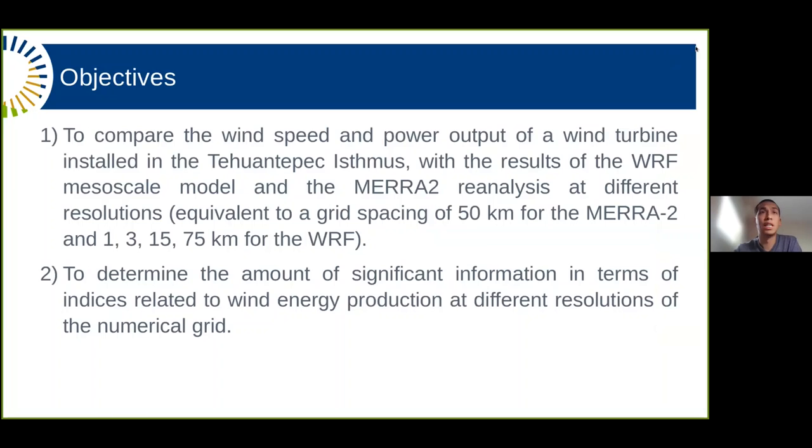So the objective of this work is to compare the wind speed and wind power output of a wind turbine installed in the Tehuantepec Isthmus with the results of the WRF mesoscale model and MERRA analysis at different resolutions. These resolutions are equivalent to a grid spacing of 50 kilometers for MERRA analysis and 15, 17, and 17 kilometers for the WRF model. And the second objective is to determine the amount of significant information in terms of indices related to wind energy production at different resolutions of the numerical grid. These indices are mainly wind speed and capacity factor.